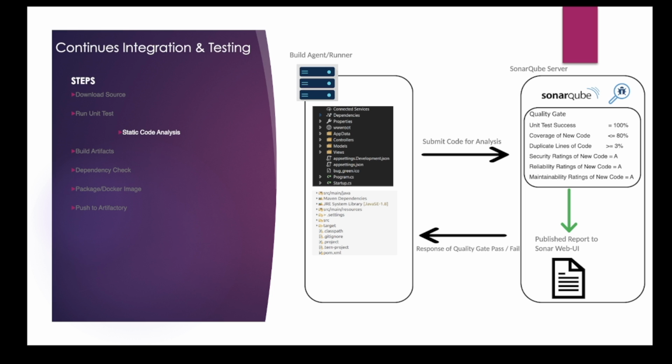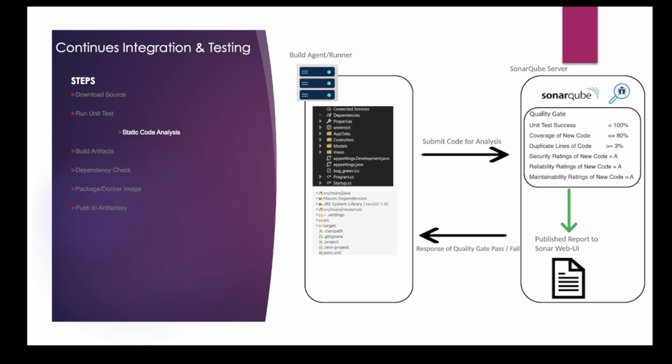Once our code is scanned, you can also configure a quality gate in your build pipeline. For example, your unit test success rate has to be 100%. Your coverage of new code should be greater than or equal to 80%. Duplicated lines of code should be less than or equal to 3%. Security rating of new code should be A. Reliability should be A. Maintainability should be A. Once your code base passes all these parameters, only then will your build succeed.